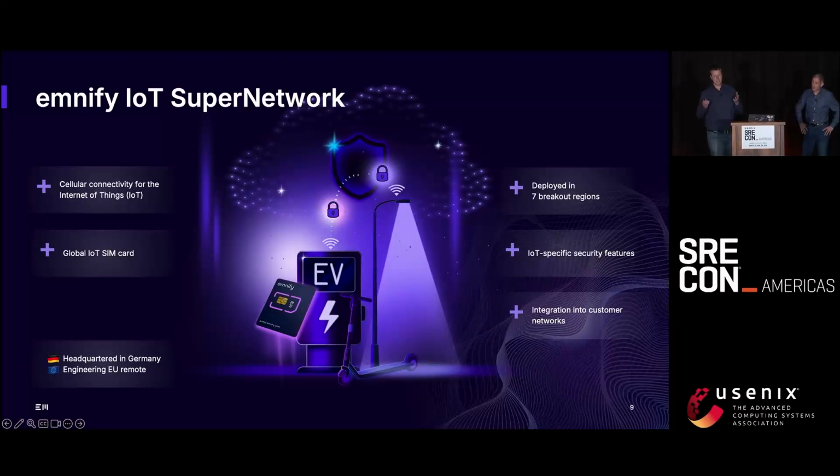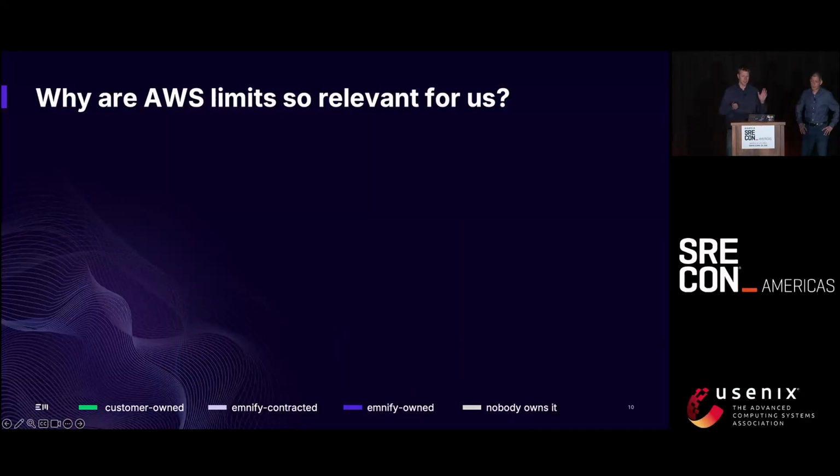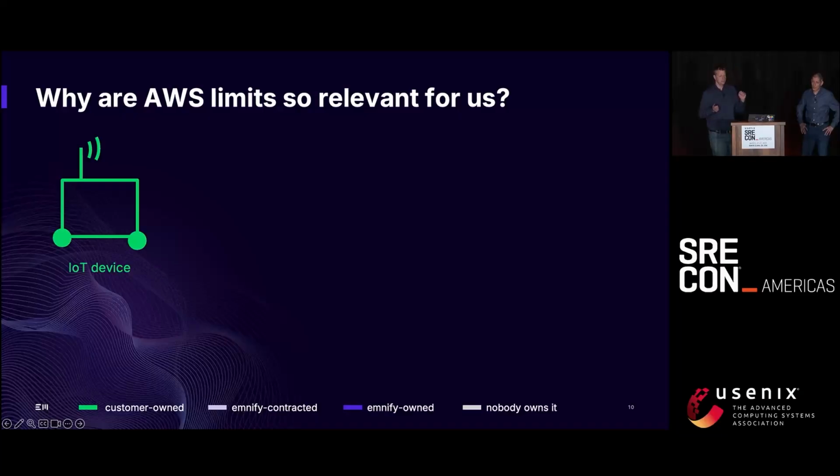For lower latency, our mobile core network is currently deployed in 7 breakout regions across the globe, and we offer IoT-specific security features because, for example, an e-scooter probably shouldn't talk to anything on the internet, right? While we have a sales team in the US, the engineering teams are based in the EU and remote, partially, if that's relevant for any one of you. So to explain a little better why those limits are relevant, let's dig a bit deeper into the architecture.